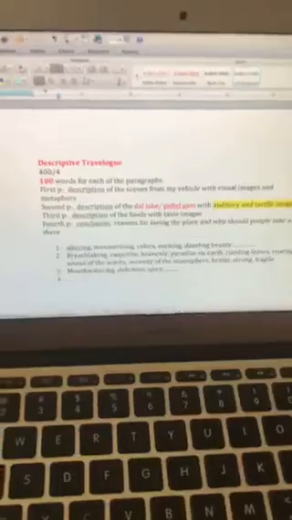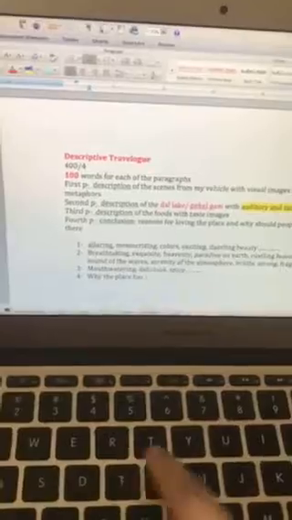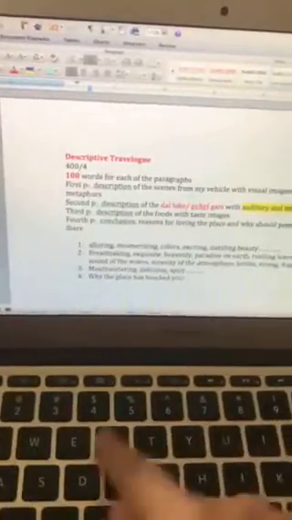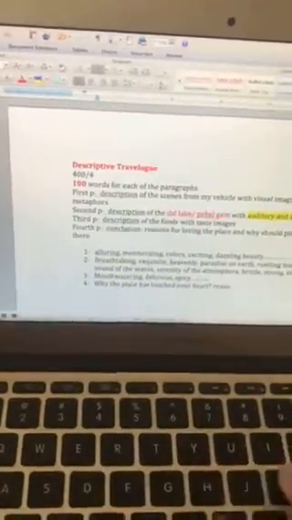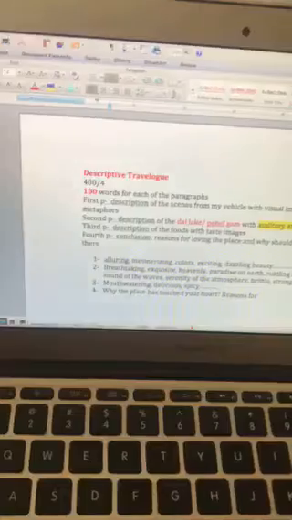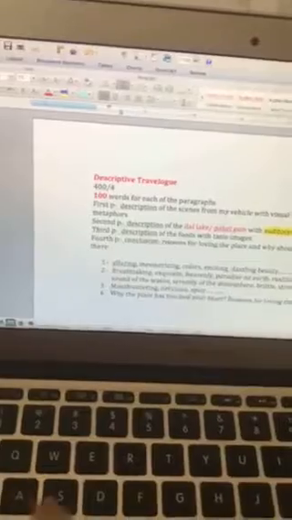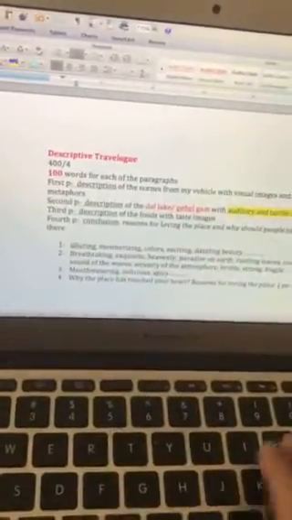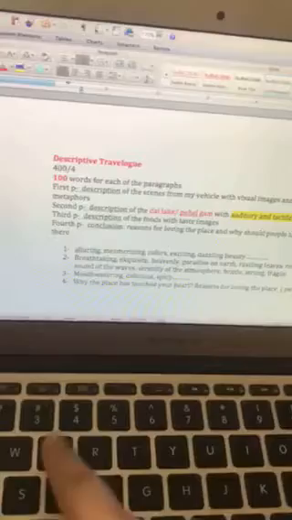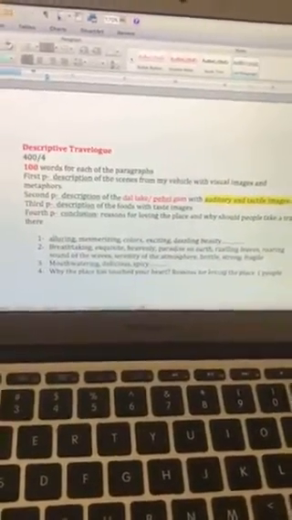Okay, for example, why the place has touched your heart. Okay, you are going to write it. So reasons for loving the place. So here you can describe people, how they have embraced you. Like they're very unknown people, but how they have embraced you, how they have welcomed you.